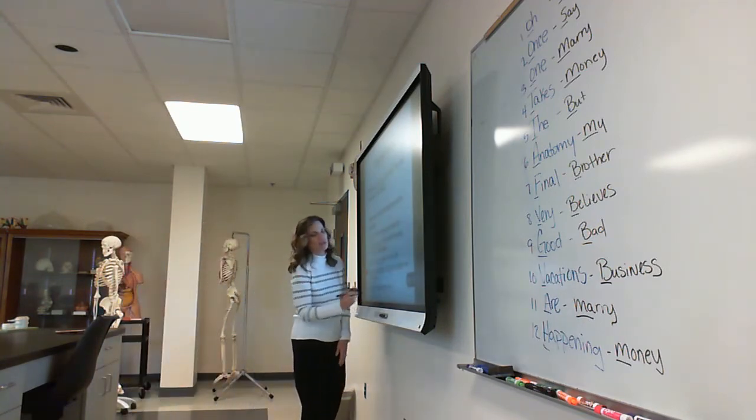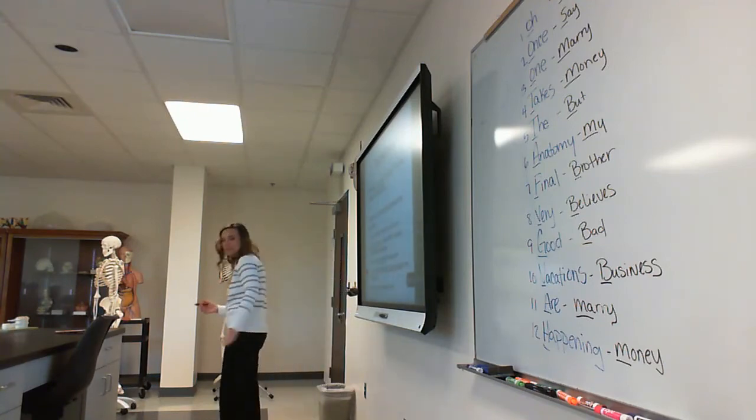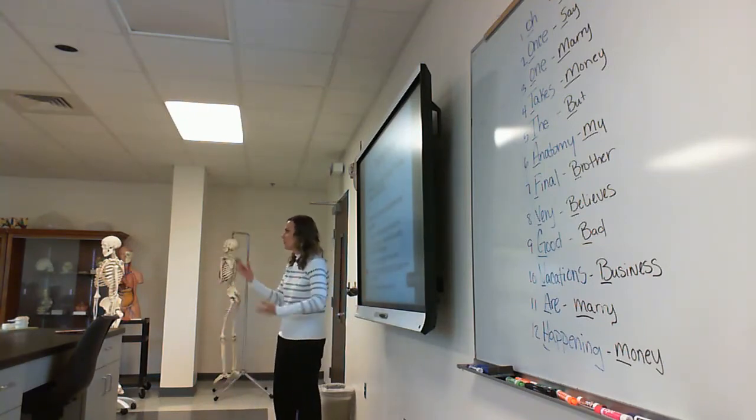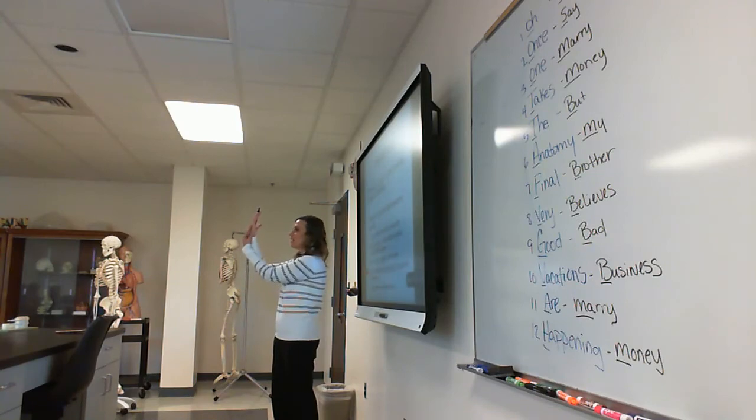And then the radial nerve. The radial nerve, this is going to be an extensor muscle. So this is going to hit all the muscles on the other side to help extend back out.